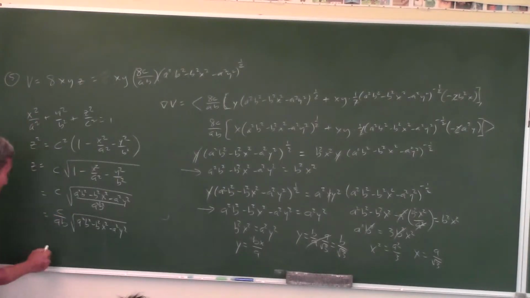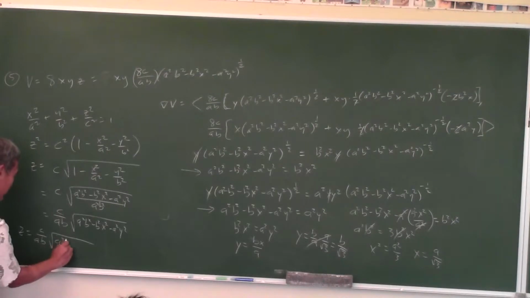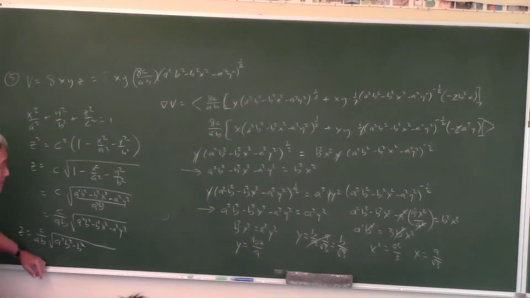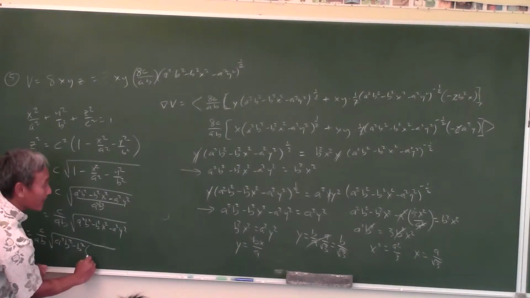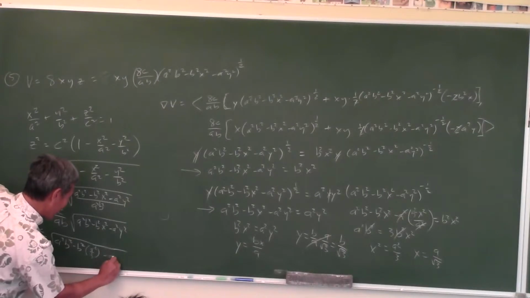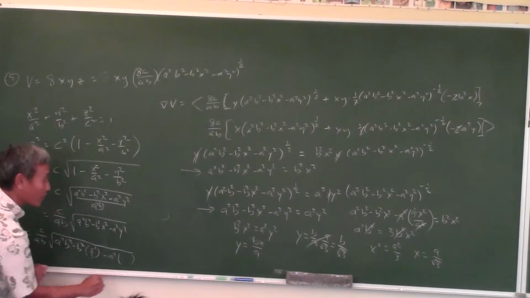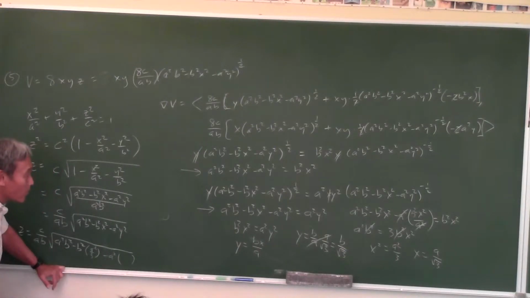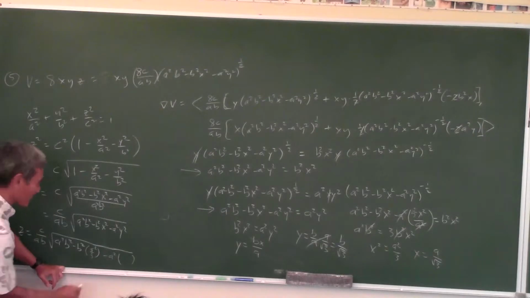Okay, I'll do it. Z is equal to c over ab times the square root of a squared b squared minus b squared times x squared, what is x squared? A squared over 3, minus a squared times y squared. What is y squared? B squared over 3. Yeah.